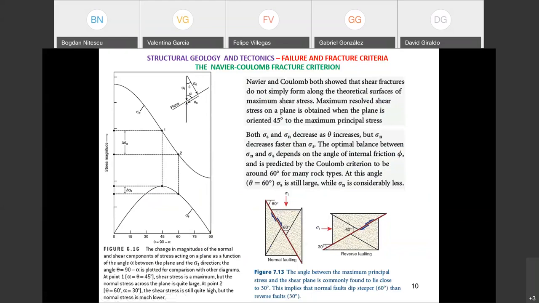Now, what is interesting here is that the failure doesn't happen at 45 degrees, although here you have the maximum shear stress. The reason is that sigma n, the normal stress, is strong enough to prevent shearing. But then there is an angle, which tends to be around 60 degrees, where sigma n decreases at a faster rate than sigma s. At some point the balance between the normal and the shear stress is such that the shear stress takes over, and the rock fails along planes more or less at 60 degrees.